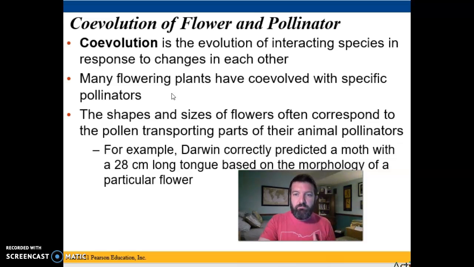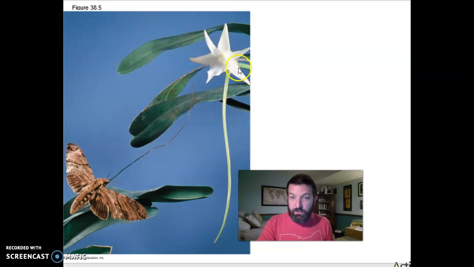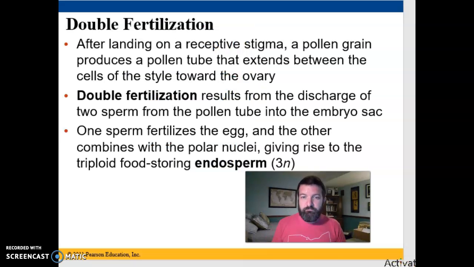For instance, Darwin found a particular flower that was very, very long in terms of a tube until you got to the nectar, and he predicted there would be a moth with a 28 centimeter long tongue to get to that nectar, and sure enough, later on, somebody found a moth that pollinated that flower that had a 28 centimeter long tongue. And here you can see the flower and the moth, which pollinates it.